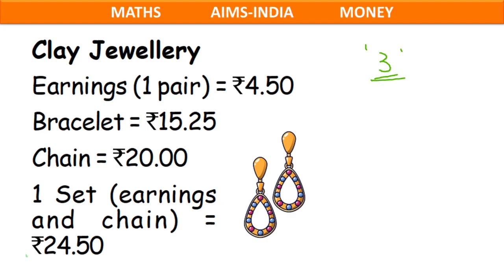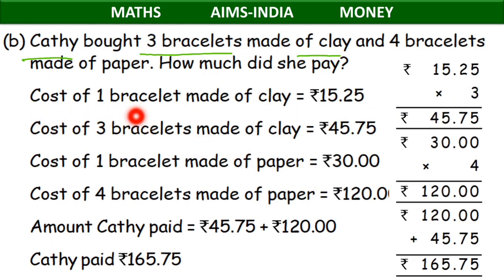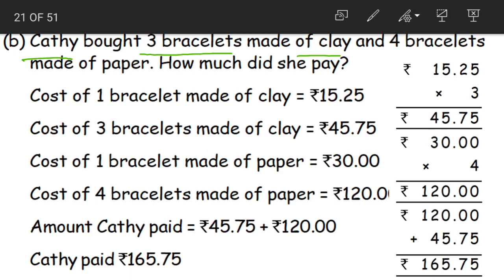The first step is, see, first step is cost of 1 bracelet made of clay is 15 rupees 25 paise. Yes, and next what should we do? Find out the cost of 3 bracelets. So cost of 3 bracelets made of clay is equal to, how much will it be?